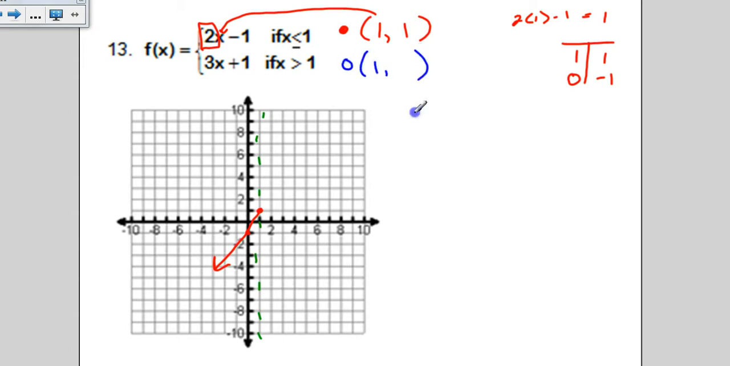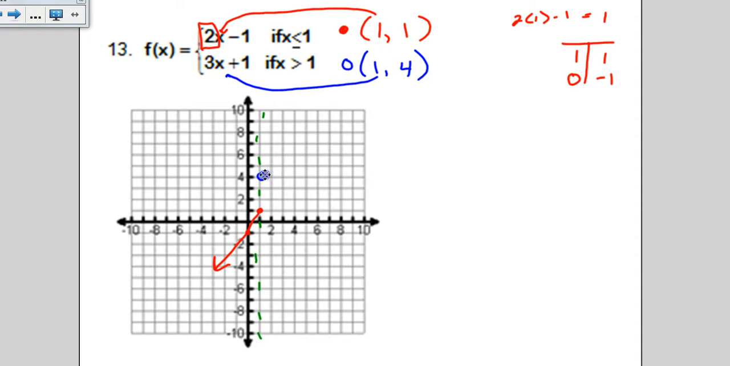And when I go ahead and plug in that boundary line number, 3 times 1 plus 1, so I'm plugging this number in right here. 3 times 1 plus 1 gives me a 4. So at the point 1, 4, I'm going to have an open circle.